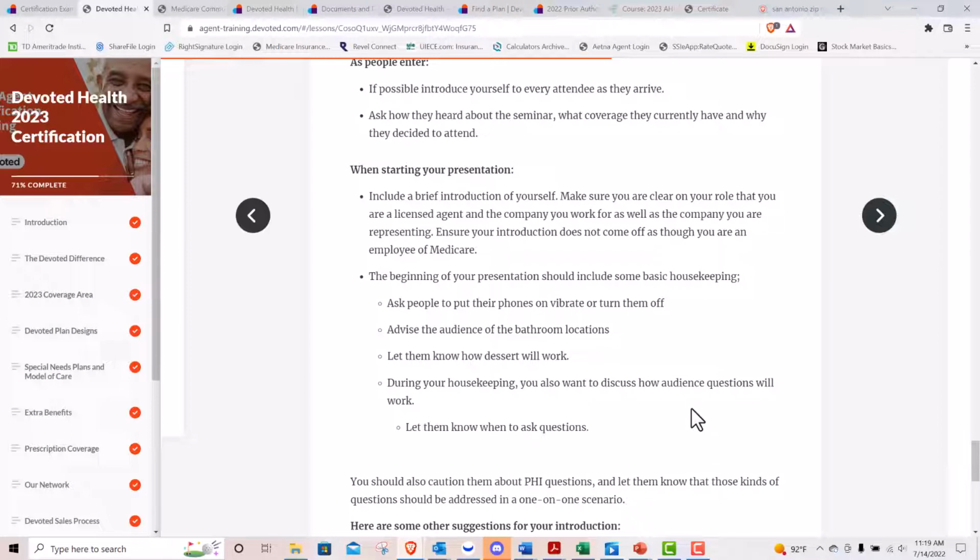Yes, of course, telephones. I just recently came from the movie theater a couple days ago, so make sure you have your phone silenced at all times. Let them know where the bathrooms are, etc., etc.